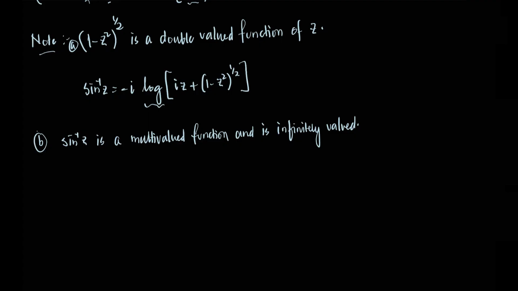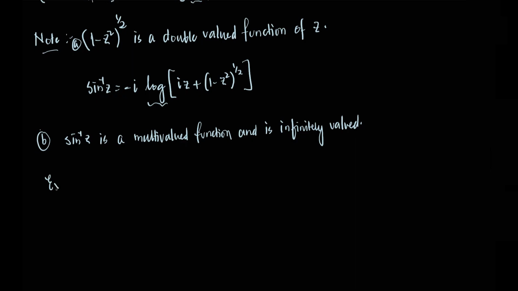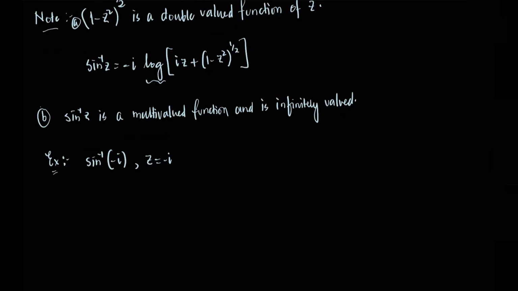Let me give you an example to clarify all of this. So how do you calculate something like that? A very simple example is sine inverse of, let's say, minus i. So what is this thing? First of all, z here is minus i. We just put it in the formula.